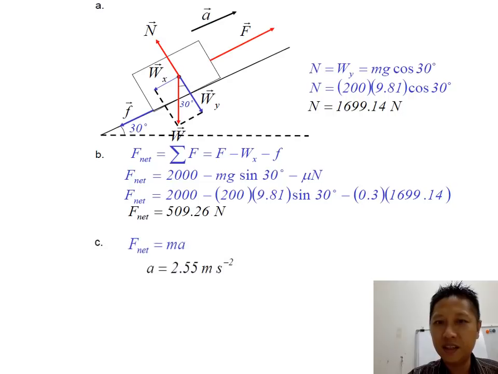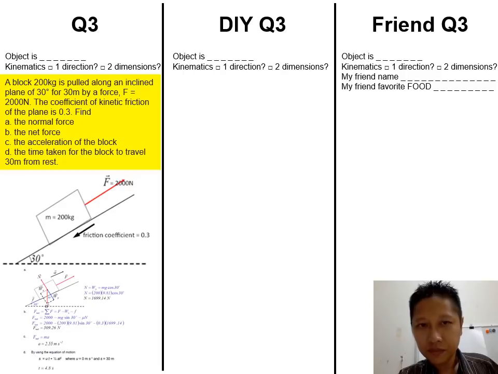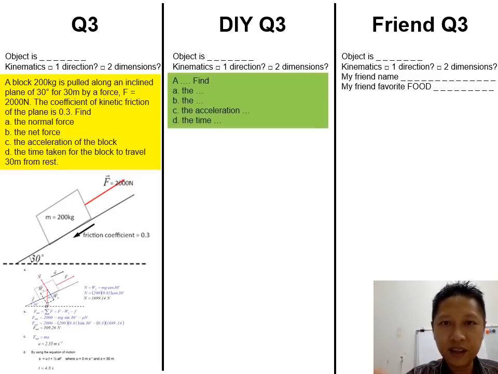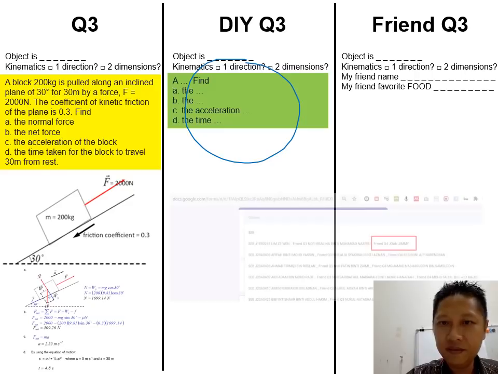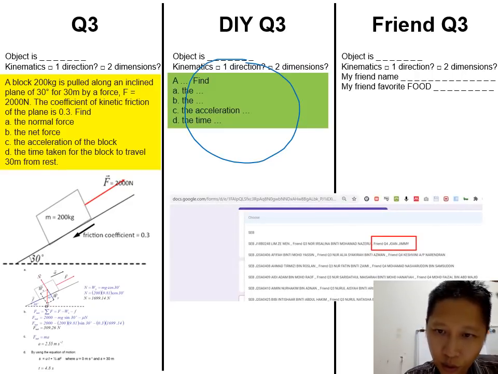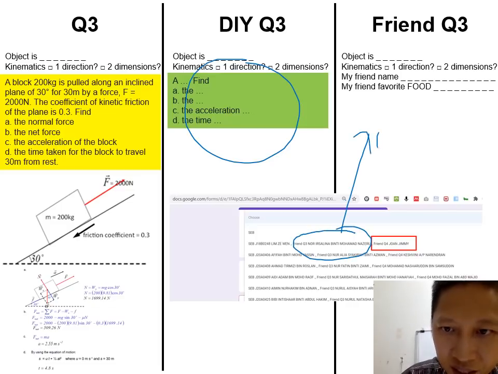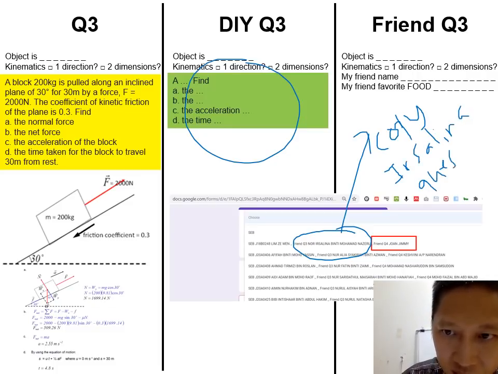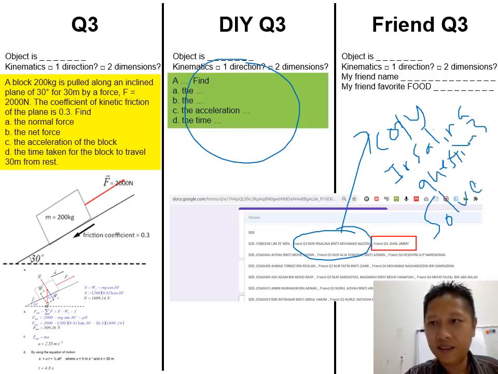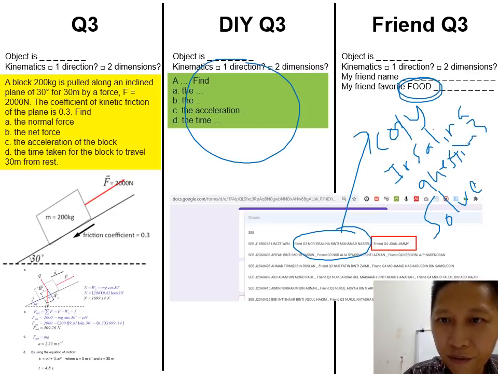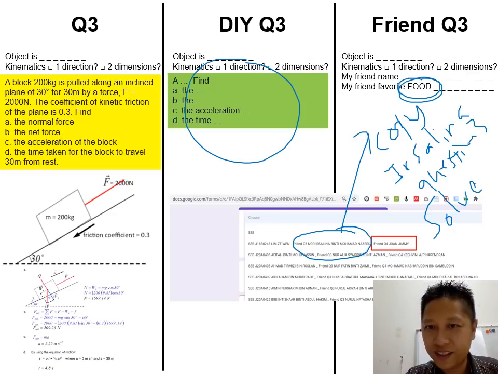Okay, this is the big version of solving the problem. Q3, later on you do it yourself. And after that, you go and search for your Q3 friend, and then you copy the question, and then you solve. Okay. Remember, your friend's favorite food, you need to ask her later on.